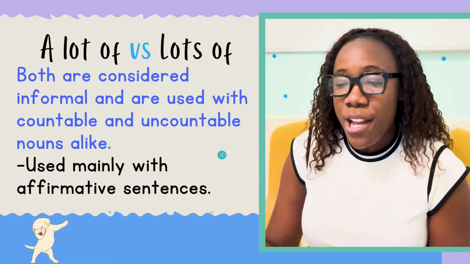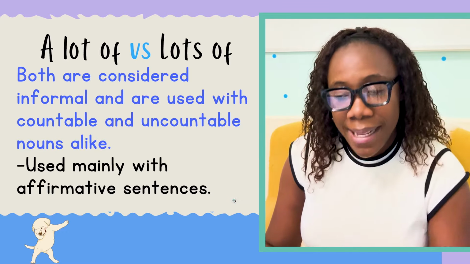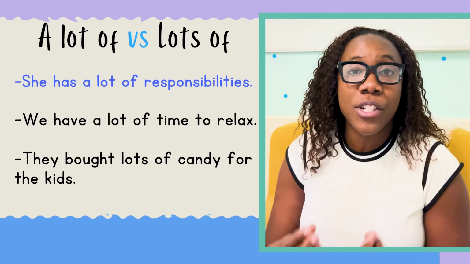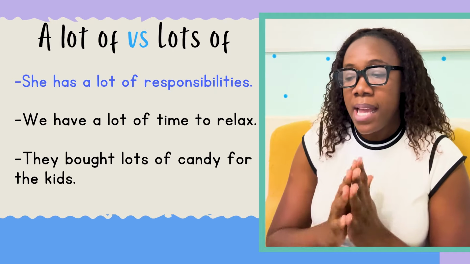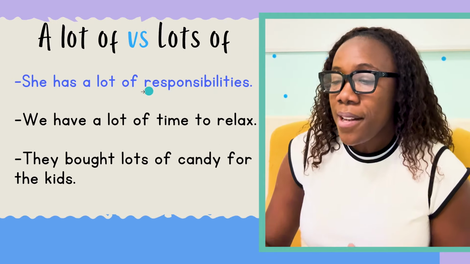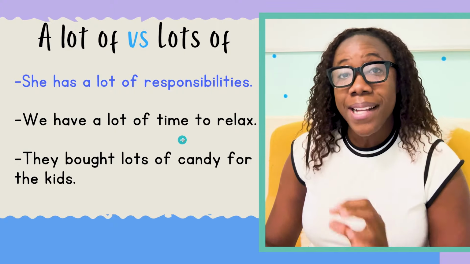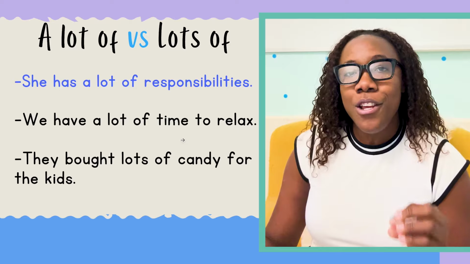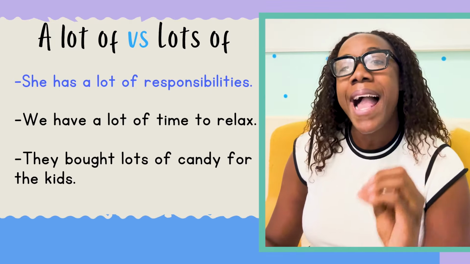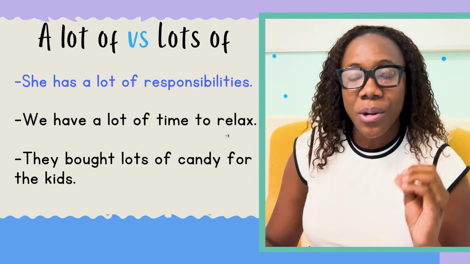So, we mainly use a lot of and lots of with affirmative sentences. Examples: she has a lot of responsibilities, and we have a lot of time to relax. So even though responsibilities is countable and time is uncountable, we can use a lot of and lots of with both uncountable and countable nouns. So these two sentences are very much correct.